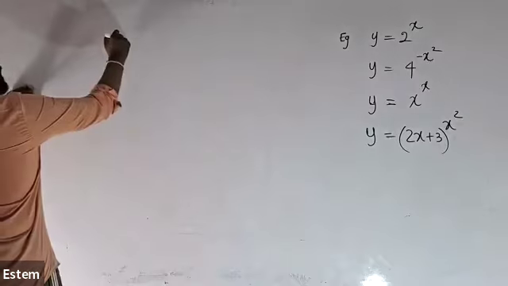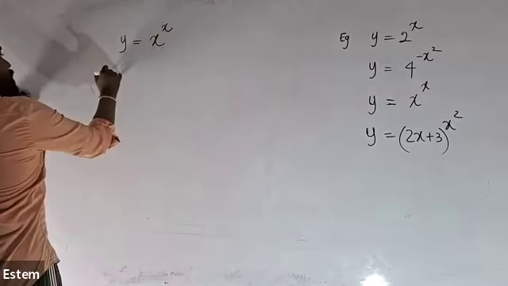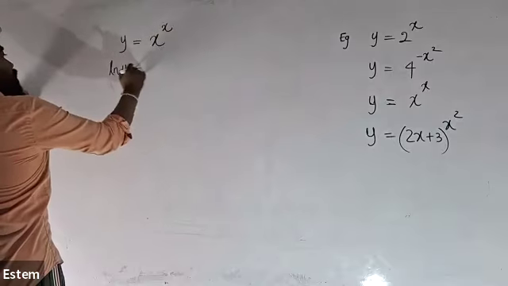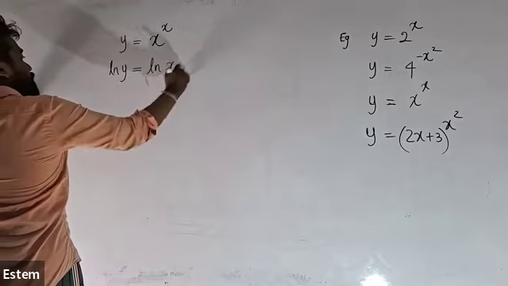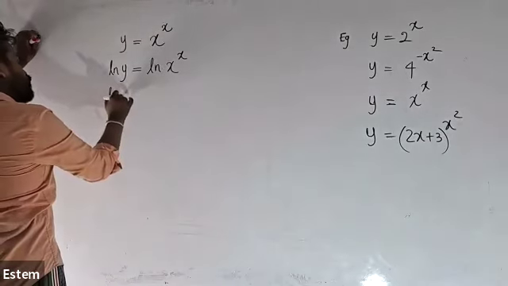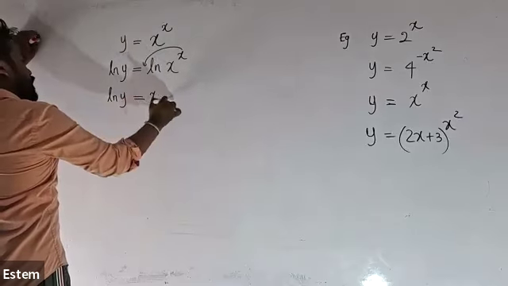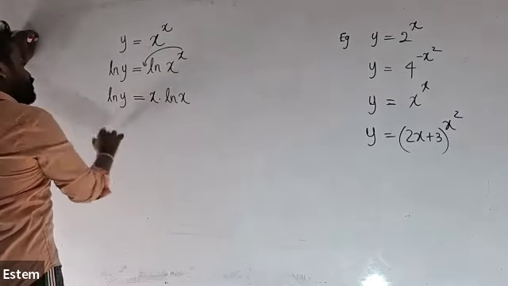Y equals x to the power x, no? We should apply ln to both sides. ln y equals ln x to the power x, and we can bring the x to the front. Now it is x ln x.